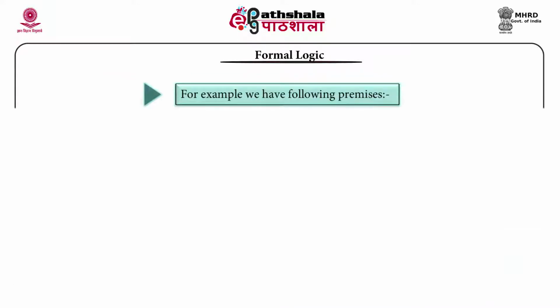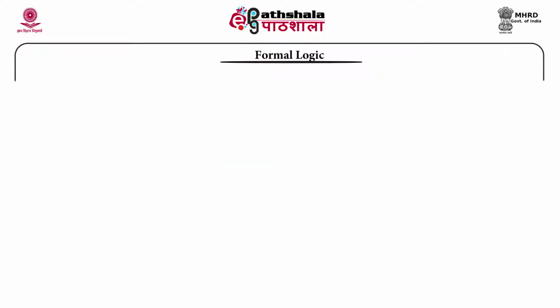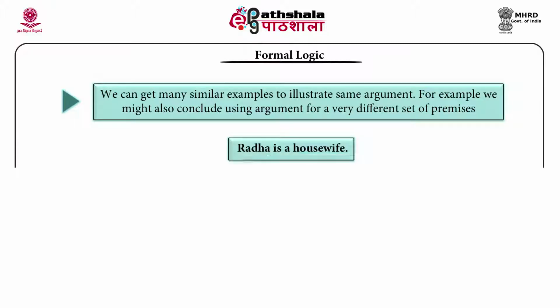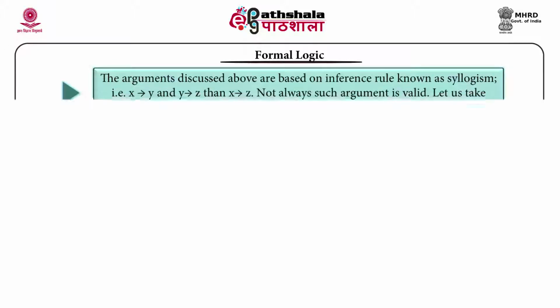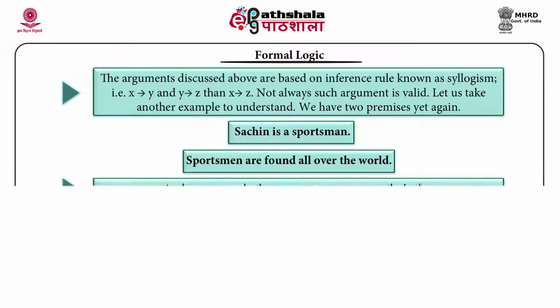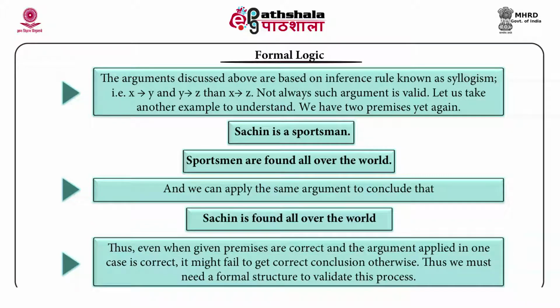There is an example given on the slide. Vijay is a teacher and all teachers are educated, that means Vijay is educated. The other one is Radha is a housewife and all housewives like to cook, that means Radha likes to cook. Okay. So, these are examples of syllogism. When x implies y and y implies z, then x implies z. But please understand that in not all cases this can be done. For example, one very interesting example is Sachin is a sports person. Sports persons are found all over the world. That means Sachin is found all over the world. Now, that is not correct. So, not always is this the case.